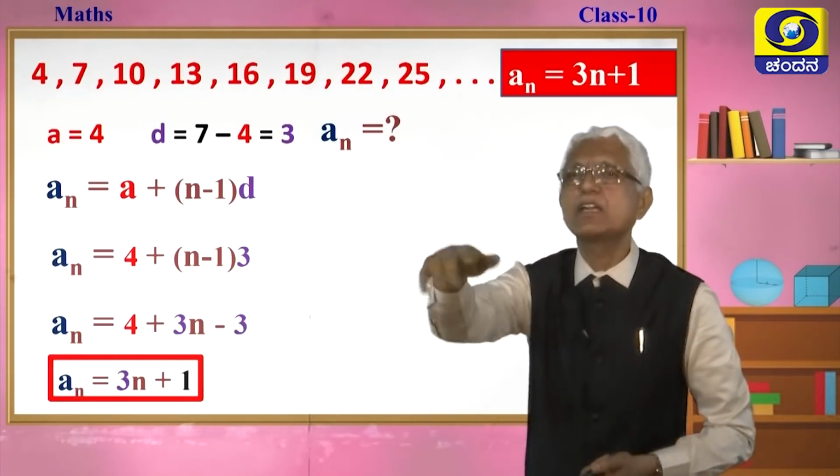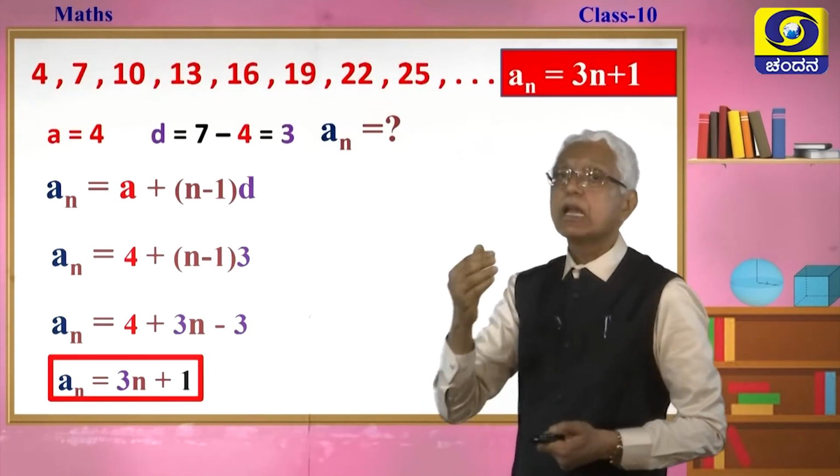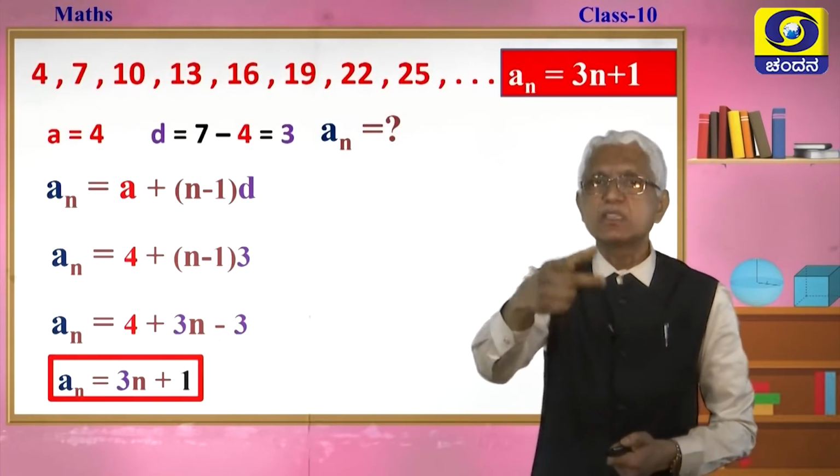We were asked to find out the nth term. They gave you an AP 4, 7, 10 and so on. They wanted you to find out the nth term. The nth term of this AP is 3n plus 1.